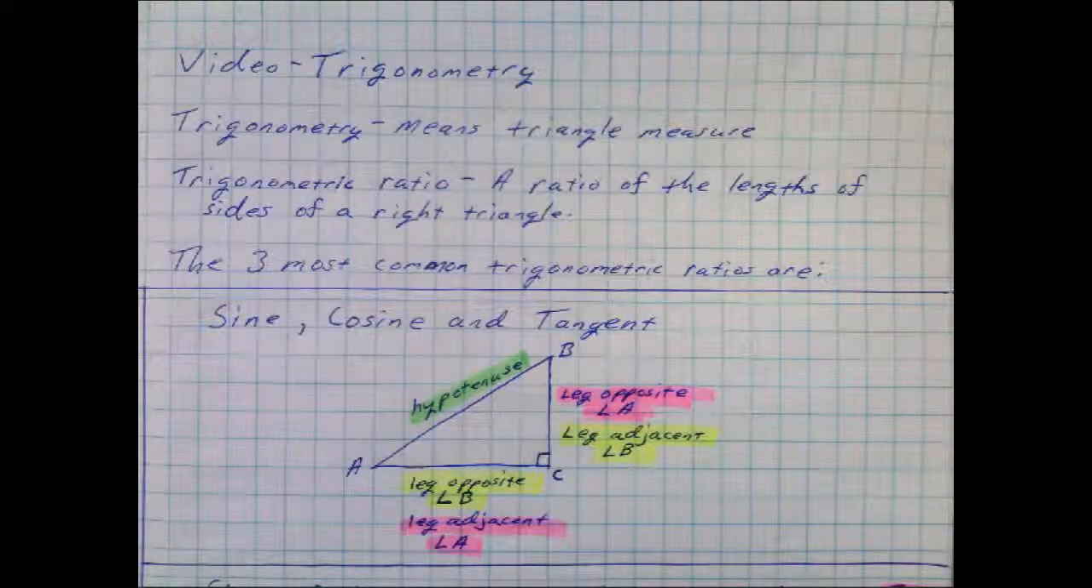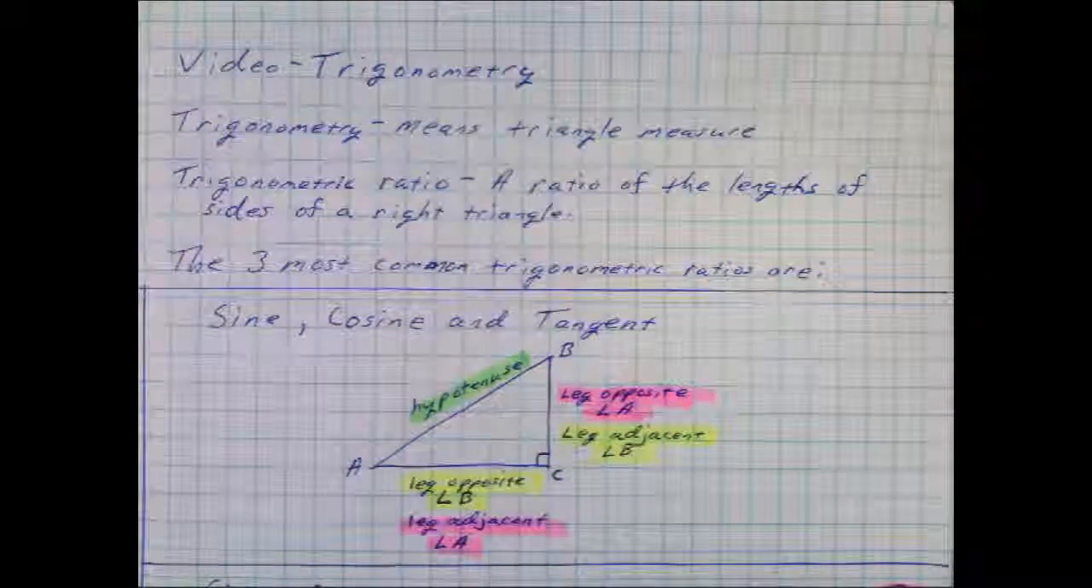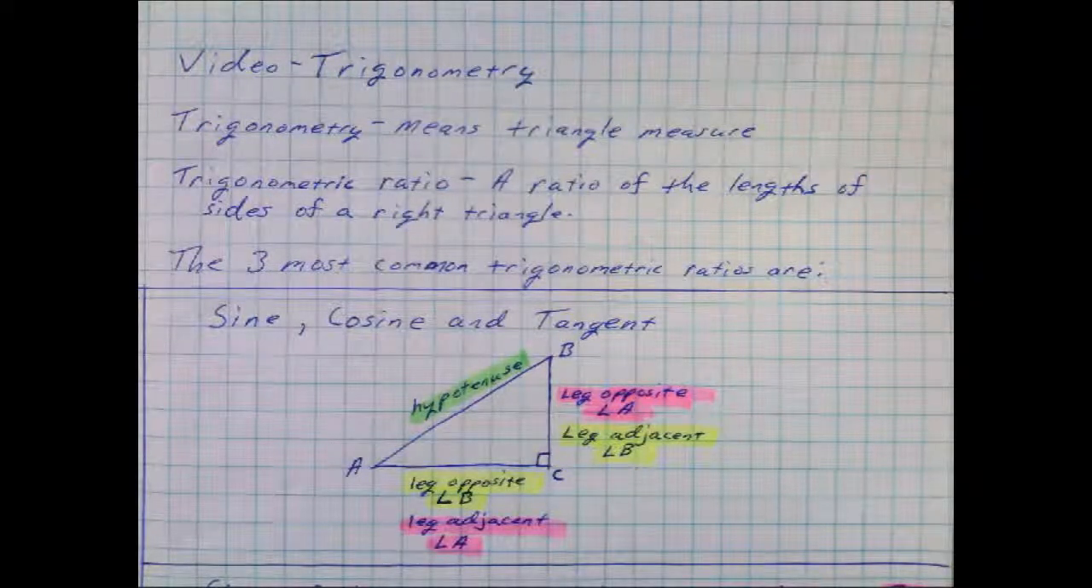Welcome back. Today's video is on trigonometry. So trigonometry just means triangle measure. We're going to be dealing with right triangles when we're dealing with our trigonometric ratios. A trigonometric ratio is just a ratio of the lengths of the sides of a right triangle.